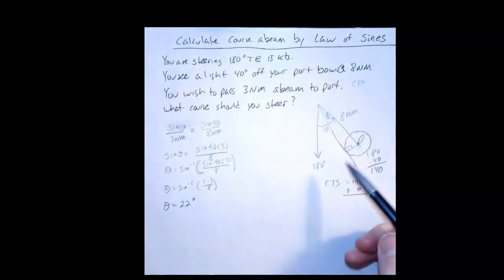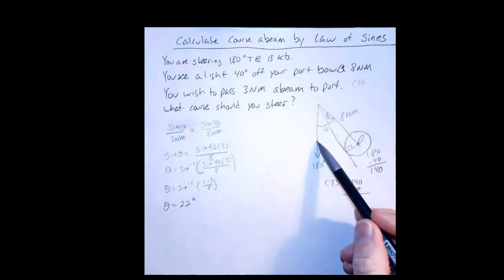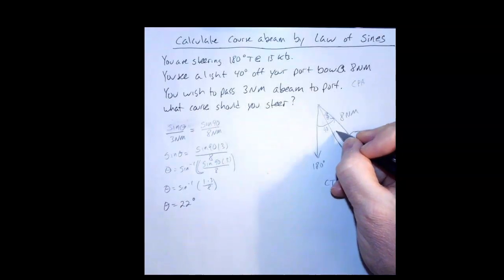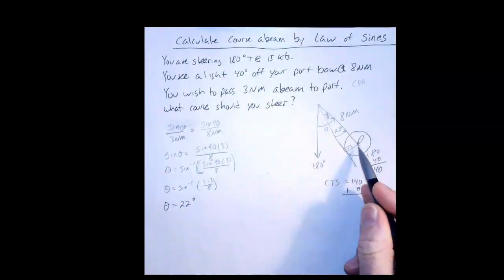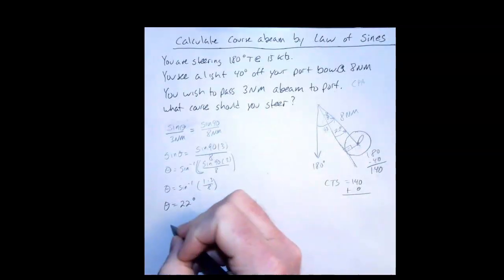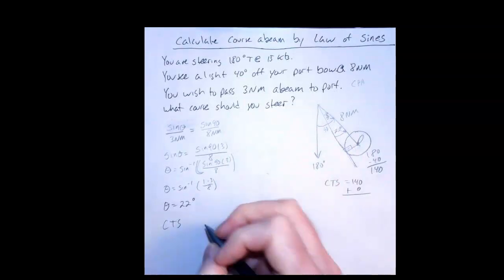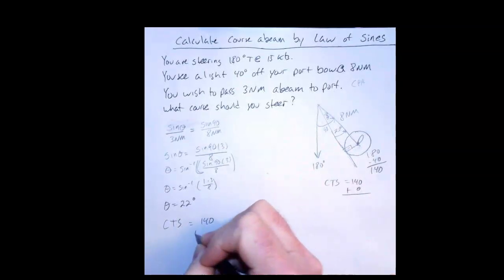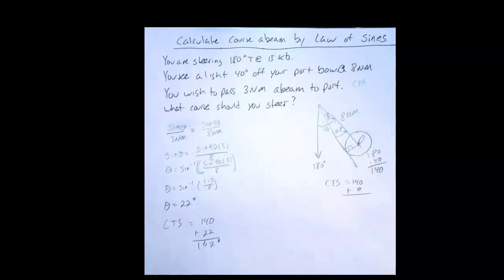So now my course to steer is going to be, 180, 40 over, that's 140. Now theta is 22 degrees, that's here. So it's going to be 140 plus 22. So the course to steer, assuming there's no leeway or set and drift, it's going to be 140 plus 22, and that will be 162 degrees.